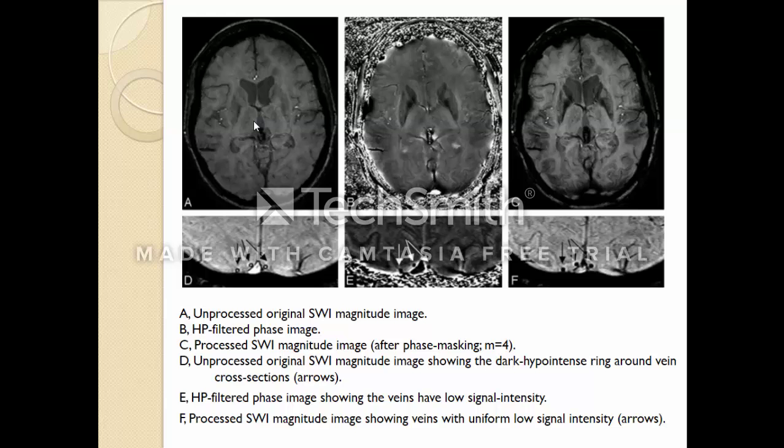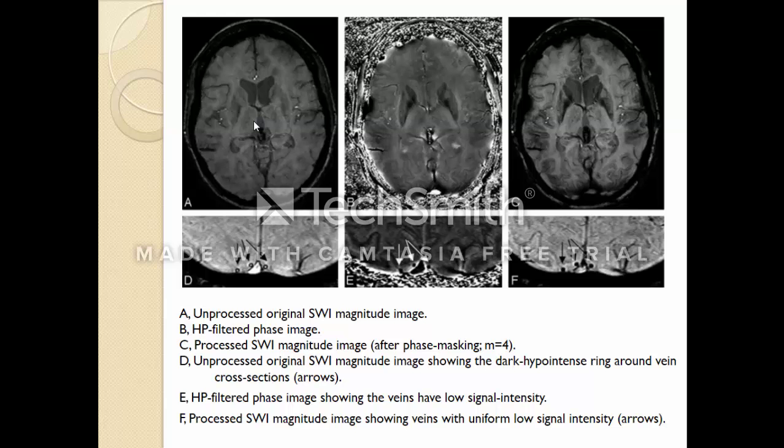So here you can see all of the processes before. In this picture, A shows the unprocessed original SWI magnitude image, and B is the high-pass filtered phase image. C is the processed SWI magnitude image after the phase masking process when n equals 4. So in D, E, and F, you can see the dark hypointense ring around the vein cross sections. The contrast is getting better when we examine the photographs from D to F.